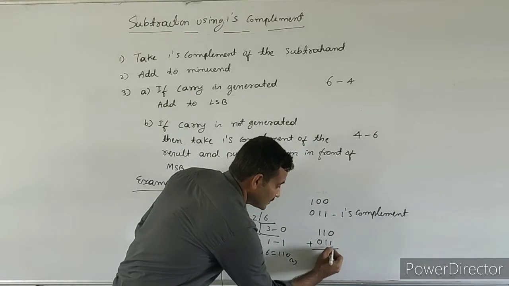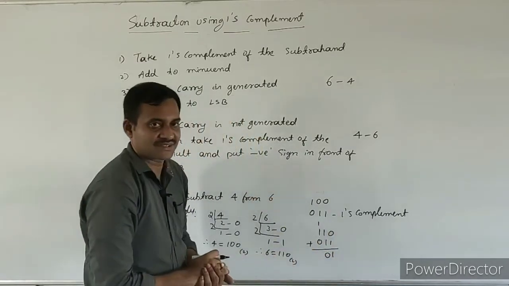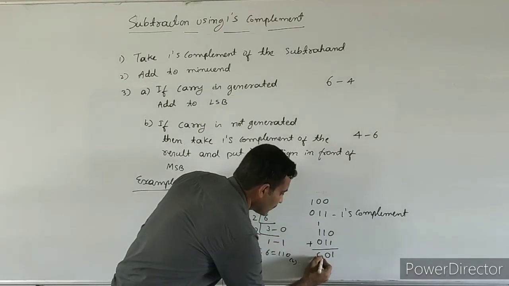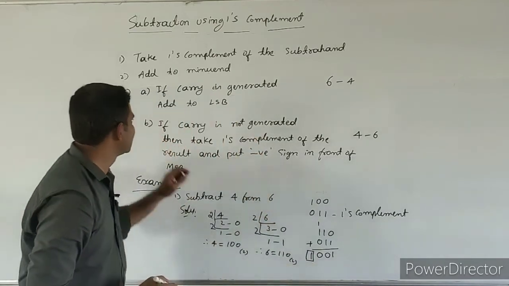So 0 plus 1 is 1. 1 plus 1 is 0, carry to the next stage. 1 plus 1 is again 0, carry to the next stage. Here a carry is generated. See the third case.